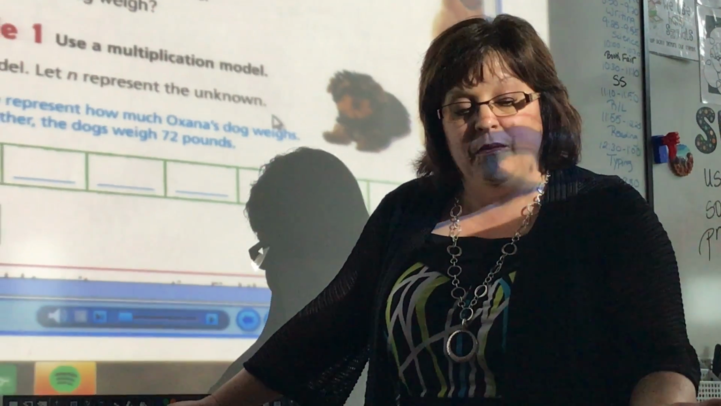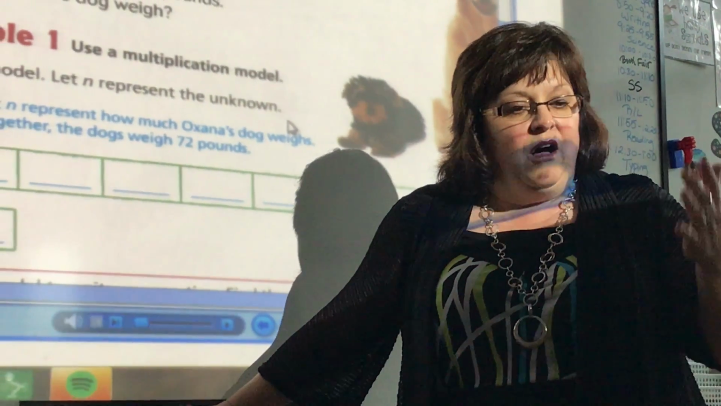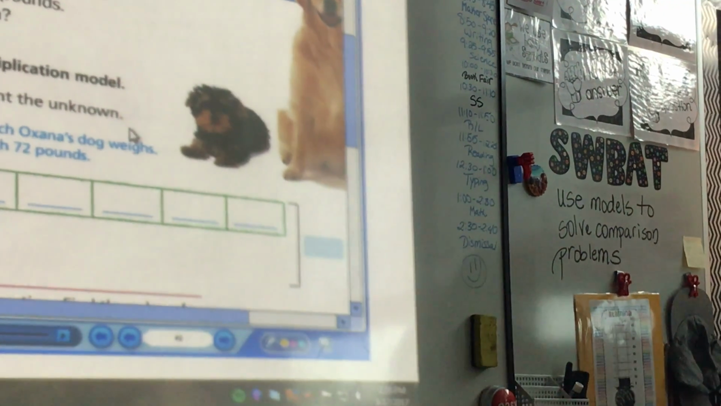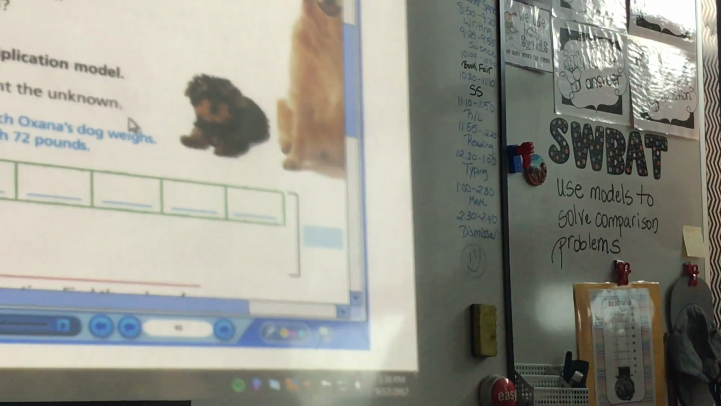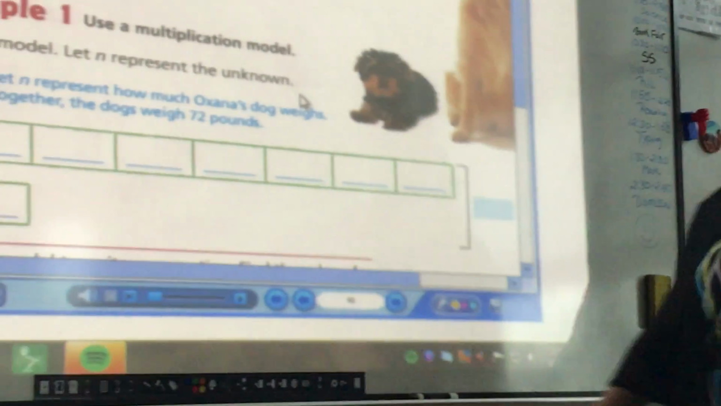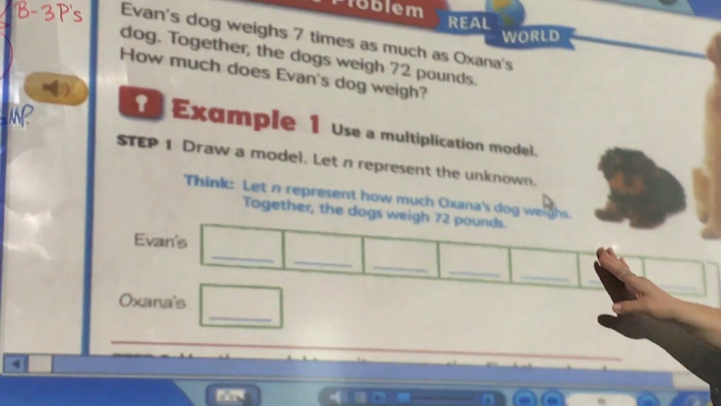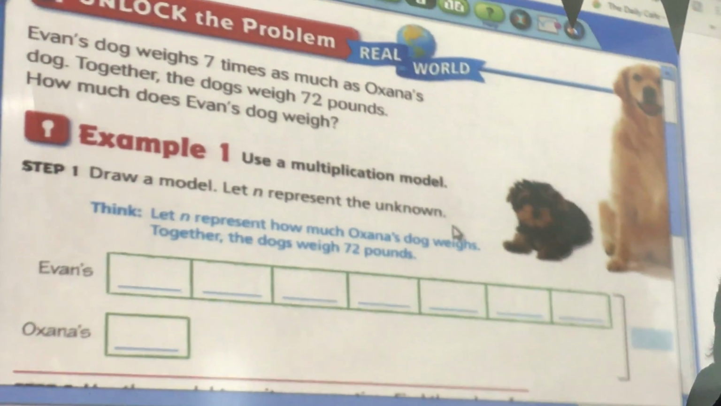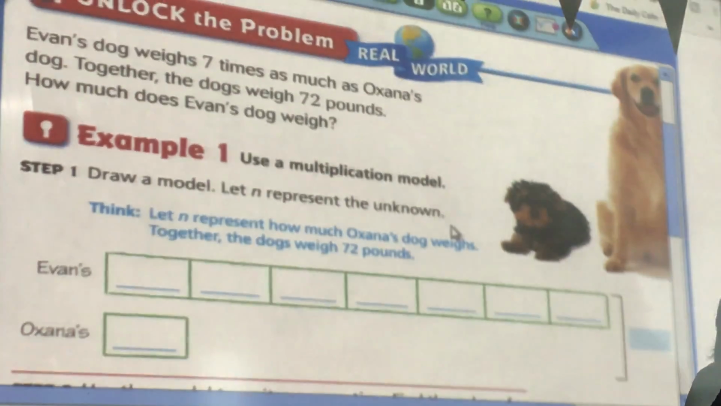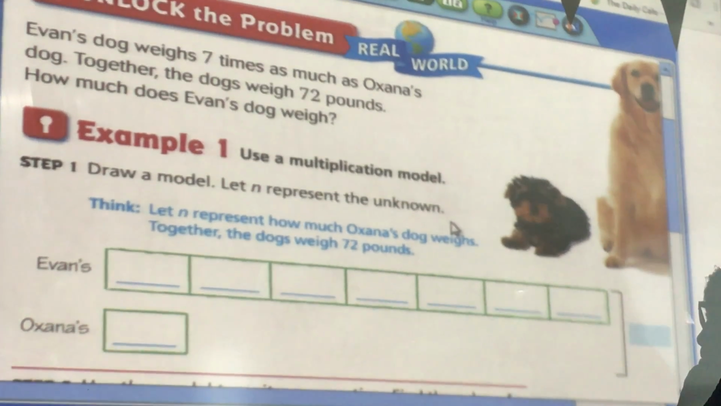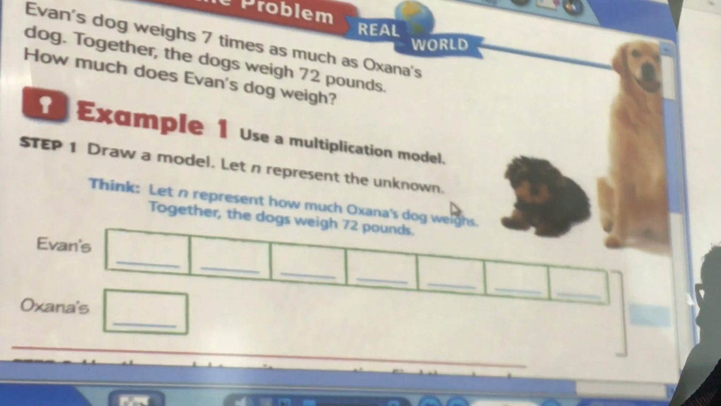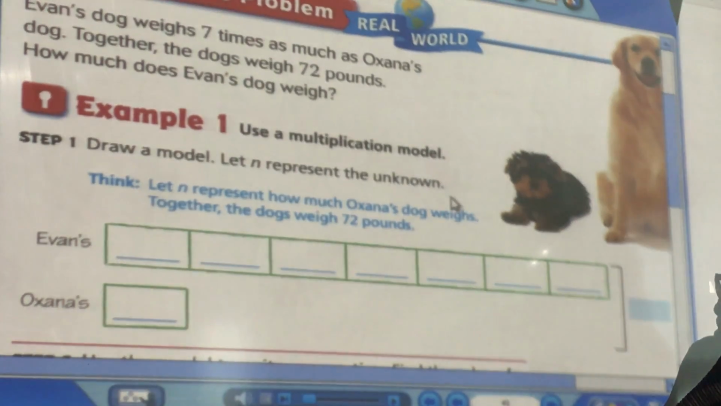What I want you to do is look at page 15 of your math notebook, and you have this problem here under Unlock the Problem. Since I'm here in video, I'm going to go ahead and read the problem for you. What page are we on? We're on page 15, that's right. And we're going to start reading here about Evan.